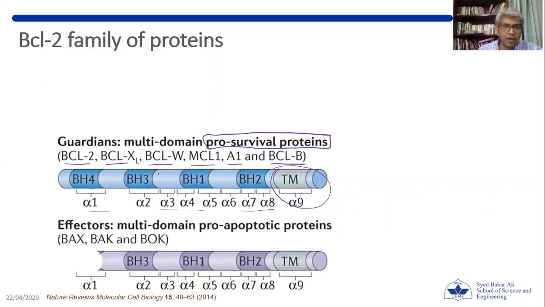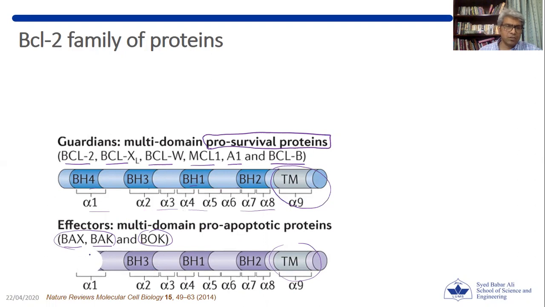And then you have pro-apoptotic proteins called effectors. They include BAX and BAK, which are the two most important, and a third member called BOK. So they also have a transmembrane domain and BH1, BH2, and BH3 domains.